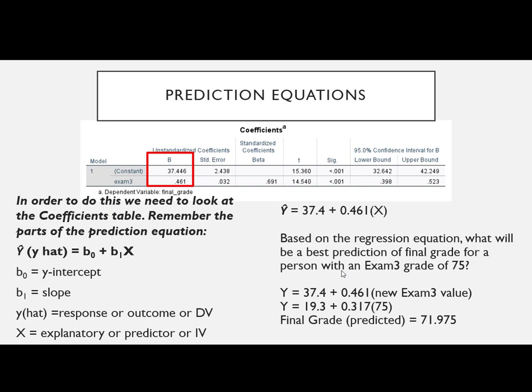using that and generalizing back to the population of all the people who took the statistics class at that particular university, if someone were to walk in with an exam 3 value of 75, what would be their projected final grade? I would take my coefficient and plug it in, and then plug in 75, and my overall final grade would be a 72, so a C-.